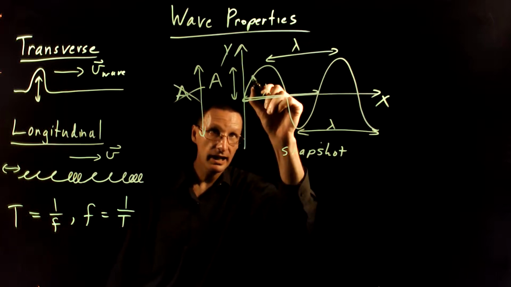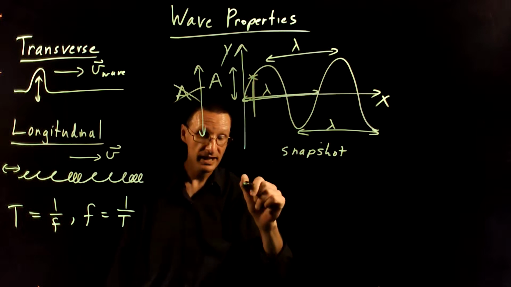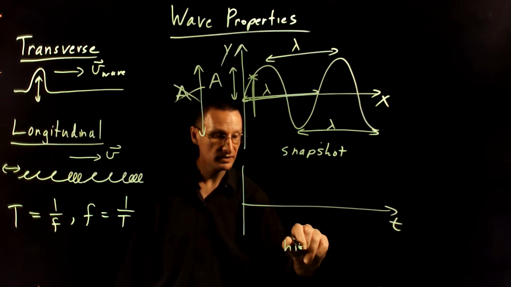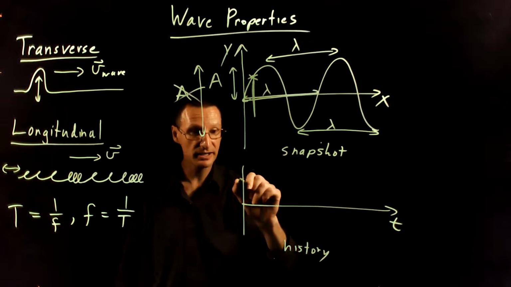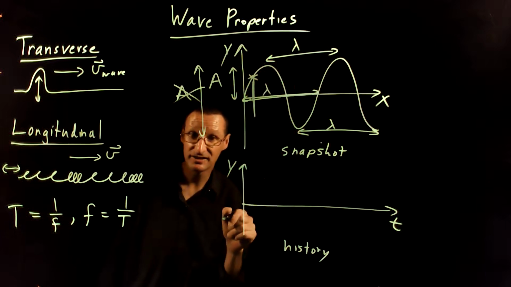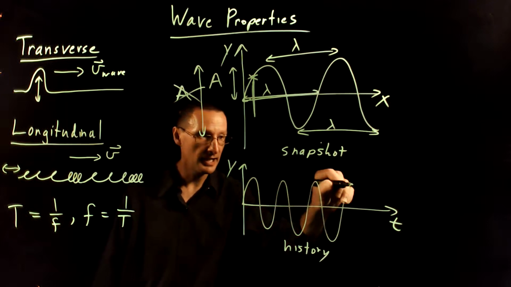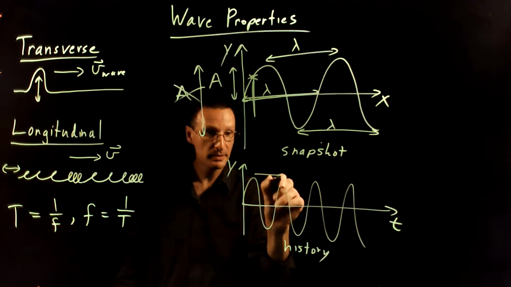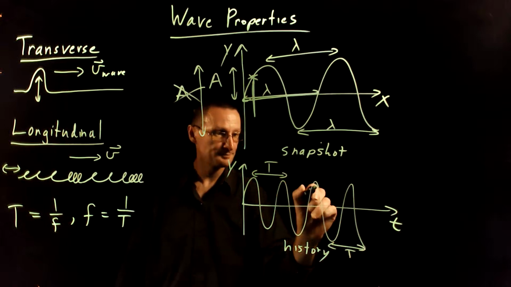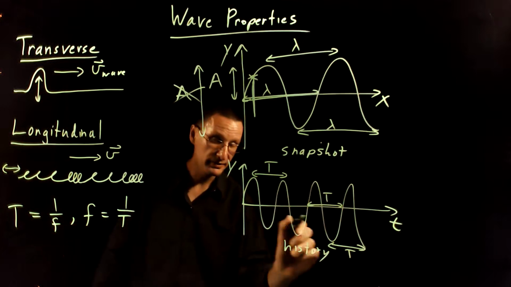If instead we took a look at one particular point on that string and watched it as it went up and down and up and down, and we followed it over time, we would get time on the horizontal axis. This would be what's called a history plot. So we're following the history of this one point, and the vertical coordinate here is still y. That's the distance from its equilibrium position. Then we might see something like this over time. And here we can actually visualize the period. This is the time between oscillations, and this would again be peak to peak, trough to trough, as long as you include one complete oscillation. That's the period. Unfortunately, you cannot visualize the frequency on this graph.